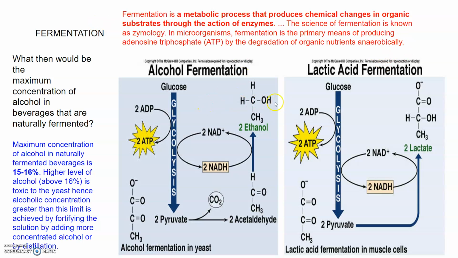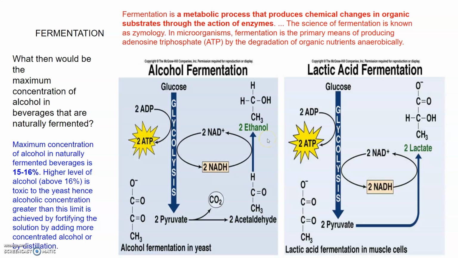So you can see here alcoholic fermentation as well as lactic acid fermentation. It happens in yeast and in muscle cells. Here the final product is ethanol and here it is lactic acid. So yeast poison themselves to death if the concentration of the alcohol reaches above 13%.